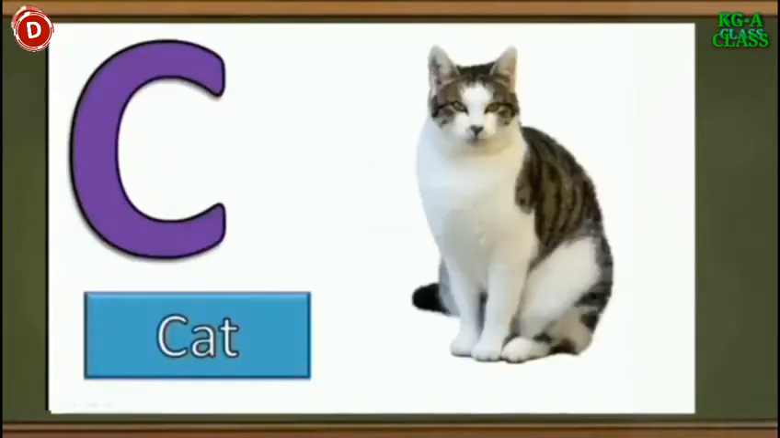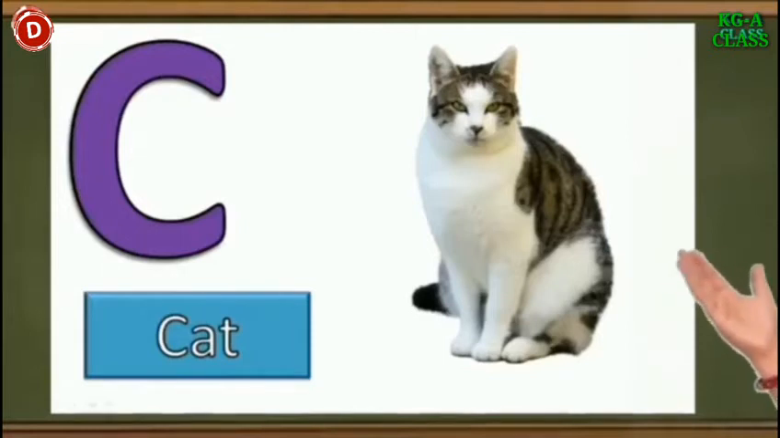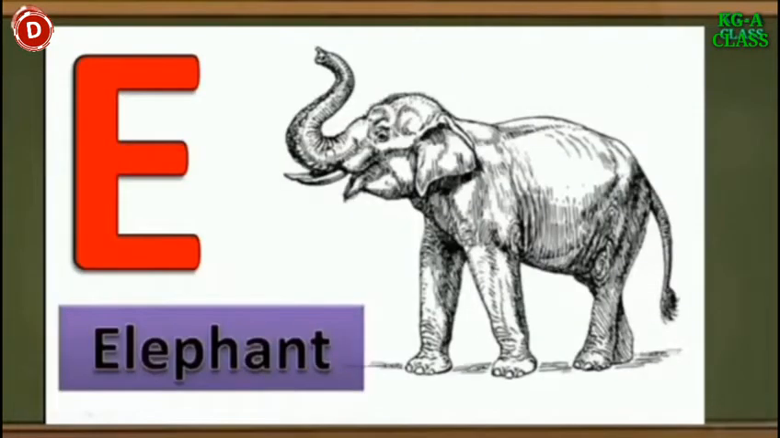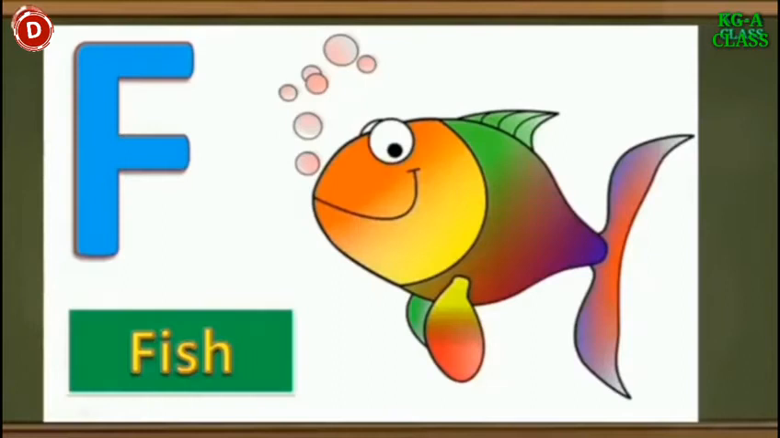Now comes C. C for cat. Meow. C for cat. The next letter is D. Look here, children. This is capital D and D for dog. This is dog. Now comes E, children. Look here. This is E. E for elephant. Now the next letter is capital F.